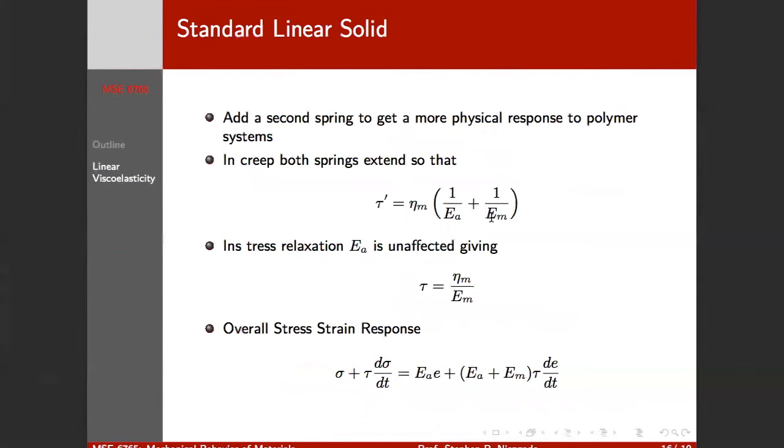For the standard linear model, we add that second spring. We get a more physical response. Both springs in the system are extending. So we have to change how we define our relaxation time. It's not just viscosity divided by the modulus. We have the contribution of the two springs in series. And so we can work through the equation and solve for a stress response that looks like this.